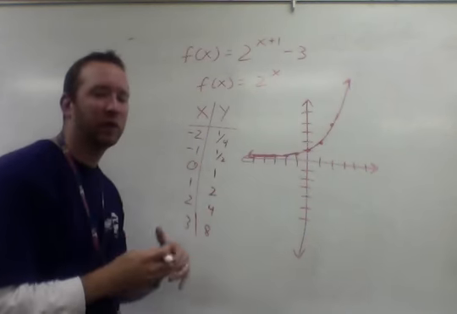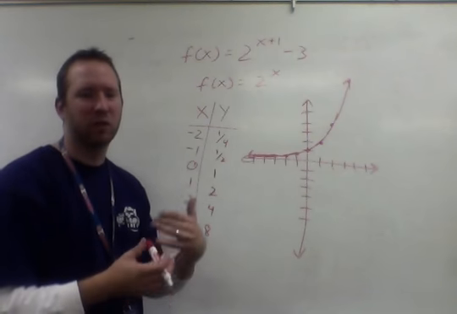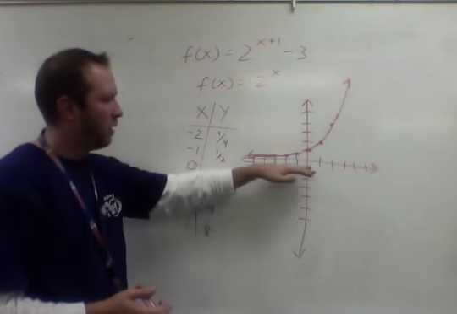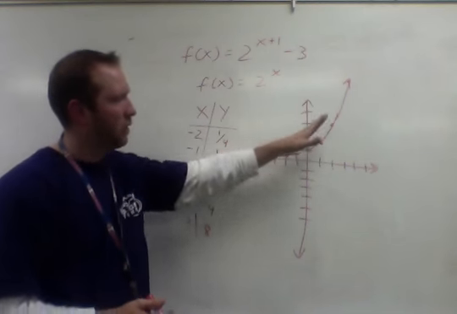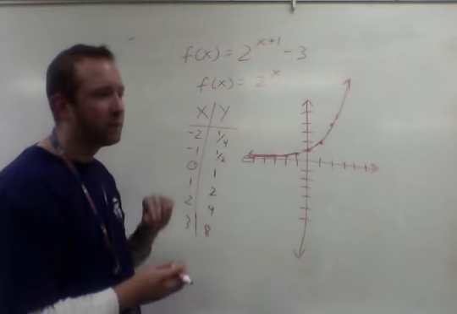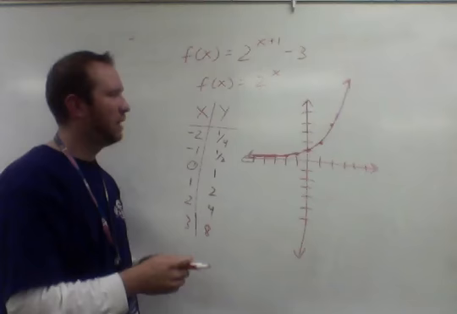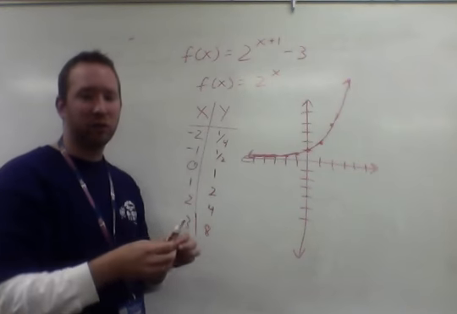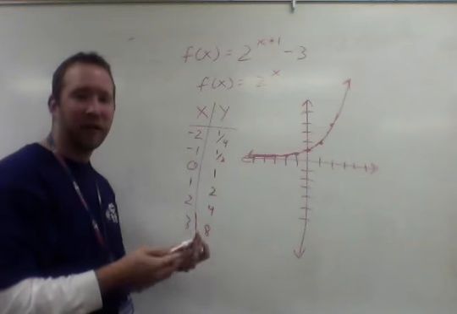This graph should look familiar to you. It was on some of our transformations and some of the other graphs that we've seen. Here's that horizontal asymptote that I'm talking about, that this graph flattens out. Okay? So here's the parent function, and now I'm going to look at the transformations and how they affect the graph.